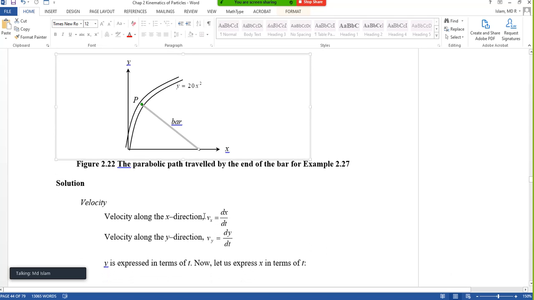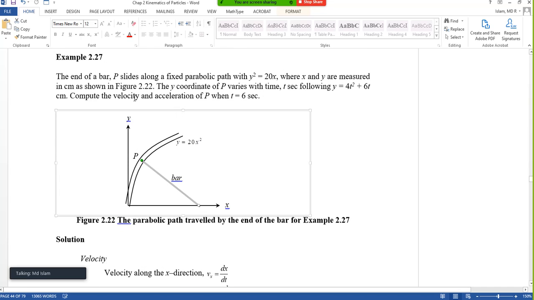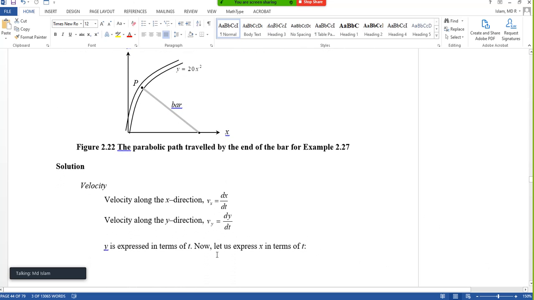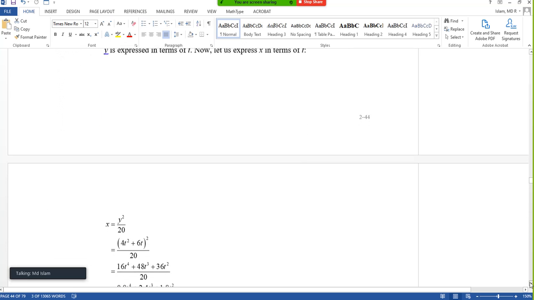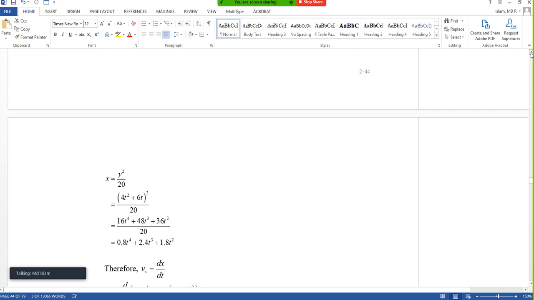We know that. What is the question? Velocity or acceleration? Both. Both velocity and acceleration. That means we should do both. So you can see this is my velocity, and then we will go for acceleration. Oh no, they did not do acceleration first. They do velocity at the beginning.